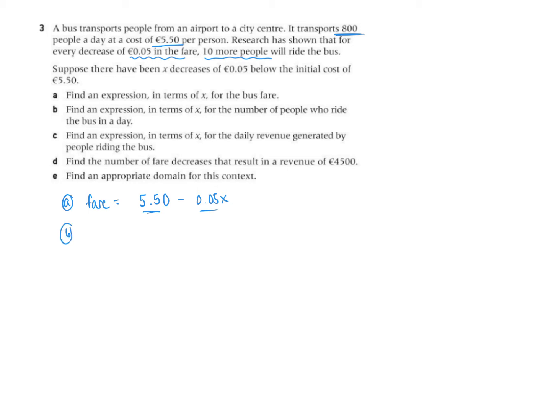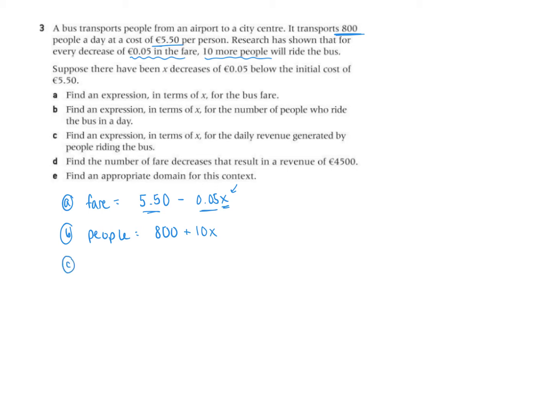For B, it wants us to find an expression in terms of x for the number of people who ride the bus in a day. So it started out with 800 people, and for every 5 cent decrease, 10 more people will ride the bus. So we decreased by 5 cents x amount of times, which means we're going to have an increase of 10 people x amount of times.